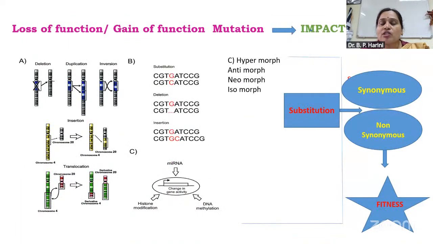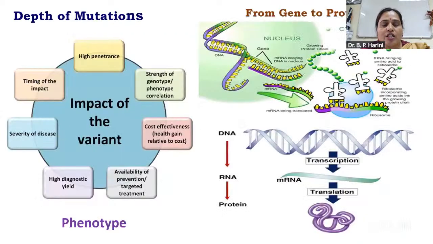It is either a loss of function mutation or a gain of function mutation. It relies on the impact on the protein and its fitness. The depth of the mutation depends on the impact of the variants. It may be the level of penetrance of the mutation, the strength of the genotype or phenotype, and the timing of the impact of the mutations. All this modulates the performance, and at the end it gives rise to the phenotype.